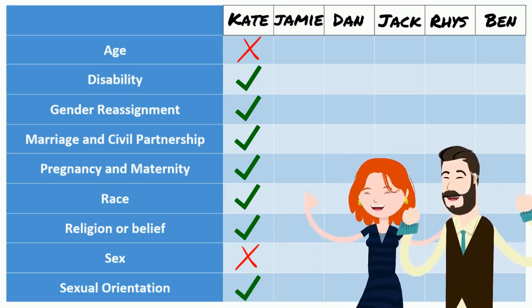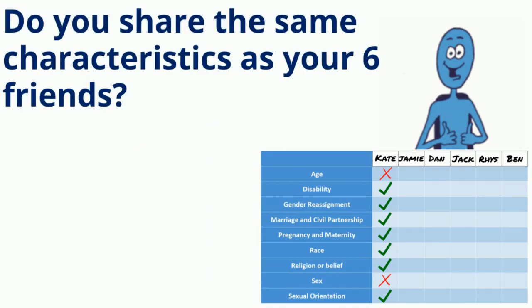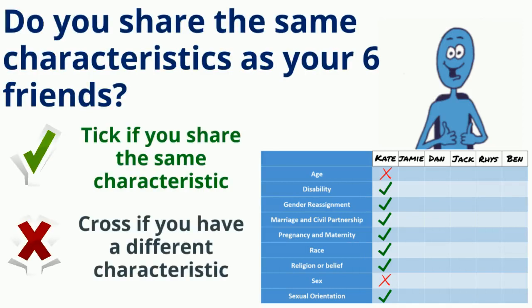So I'd like you to work through your own activity sheet in this way for each of your 6 friends. Do you share the same characteristic as that person? If yes, put a tick. If no, put a cross. So pause the video now to fill in your activity sheet and press play once you're ready to continue.